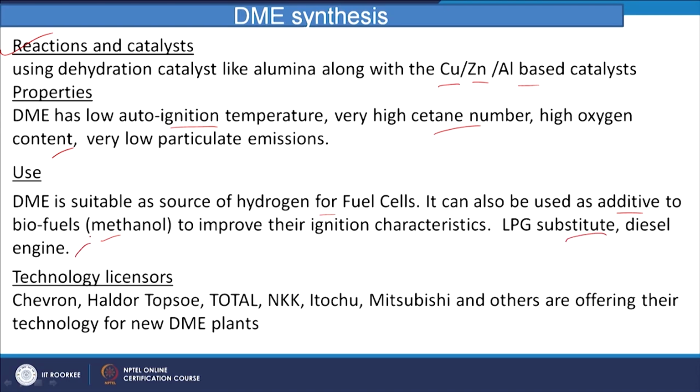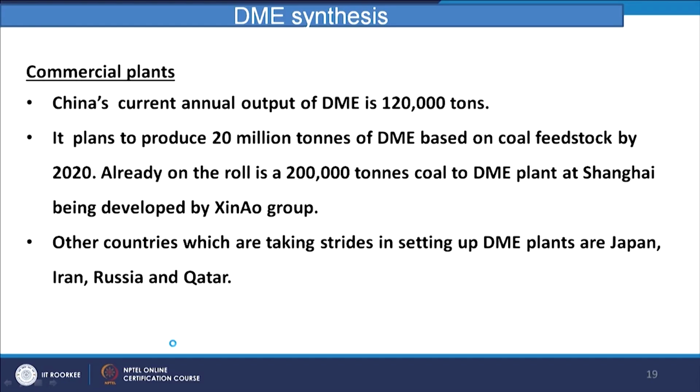It has versatile application, and these are the technology licensors for DME: Chevron, Haldor Topsoe, Total, NKK, Mitsui, etc. Now, we will see some examples of DME plants. China is the leader of DME synthesis, and China's current annual output of DME is 1,20,000 tons, and it plans to produce 20 million tons of DME based on coal feedstocks by 2020, and already on the roll is a 2 lakh ton coal to DME plant at Shanghai.